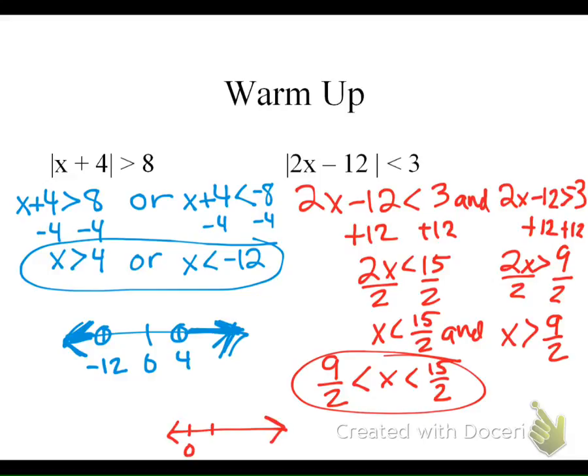They're both positive, so 0 would be on the left, then 9 halves, then 15 halves. Both open, and the x is in between there, so shade in between. What are your questions?